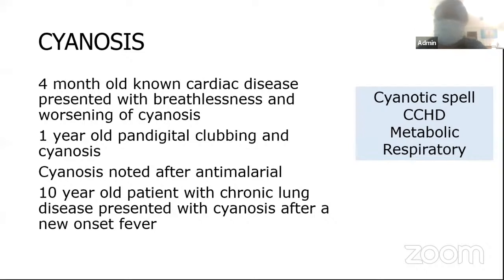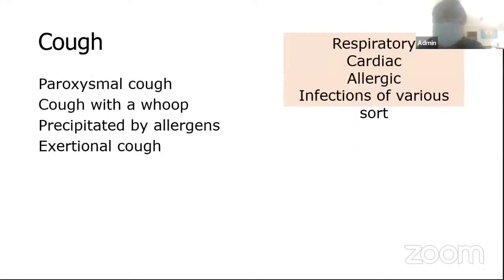A 1-year-old with pan-digital clubbing and cyanosis will be a CCHD. Cyanosis noted after anti-malarials may be drug-induced methemoglobinemia. A 10-year-old with chronic lung disease presenting with cyanosis after the onset of fever, it's respiratory. You have to know which system is affected, then go to details.